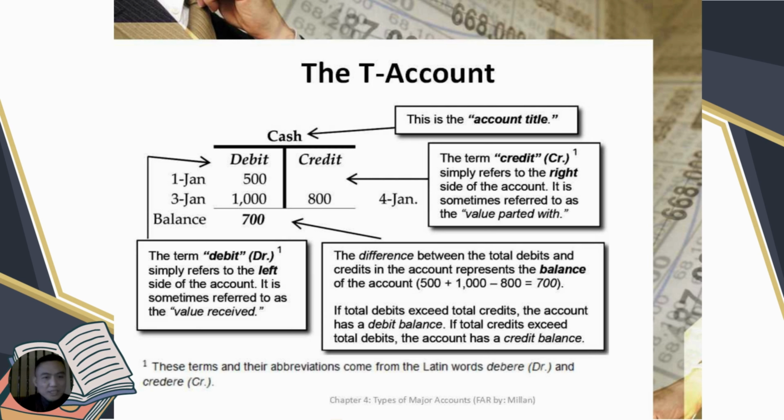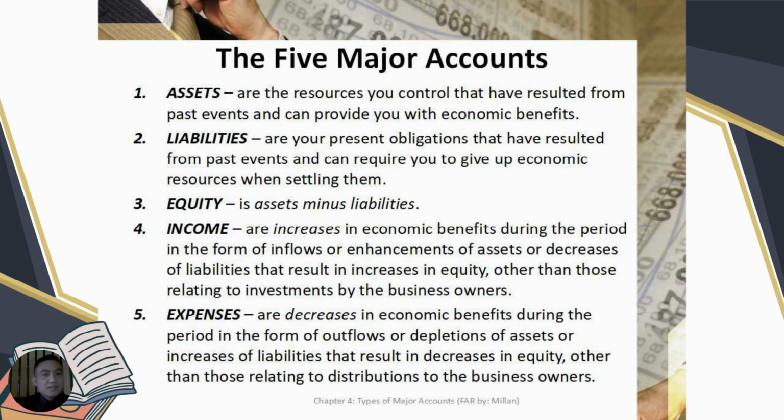If total debits exceed total credits, the account has a debit balance. If total credits exceed total debits, the account has a credit balance. What are the five major accounts? Assets, liabilities, equity, income, and expenses.